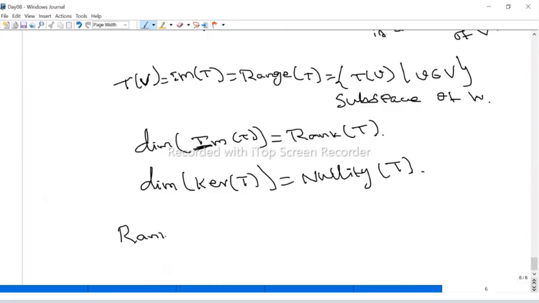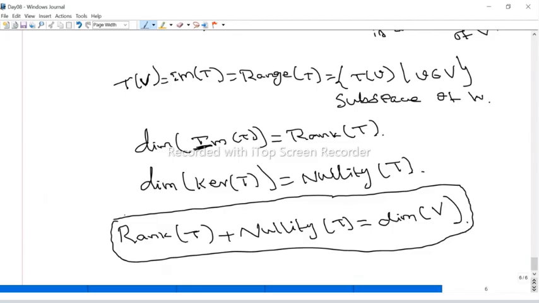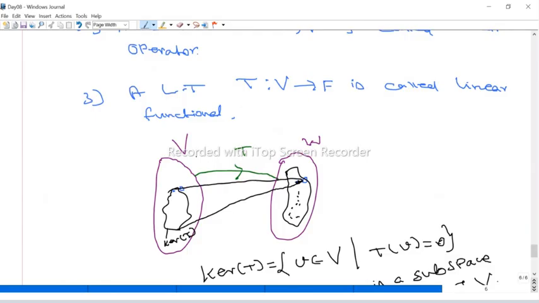So the theorem says rank plus nullity equals the dimension of the domain. For any linear transformation T, rank of T plus nullity of T equals the dimension of the domain. The domain of the linear transformation is V, so it equals dimension of V. This is the rank-nullity theorem. For any linear transformation, we have two subspaces: one is the image of T, another is the kernel of T. One subspace we get in the domain, another subspace we get in the codomain. Therefore, the dimension of the range space we define as the rank.